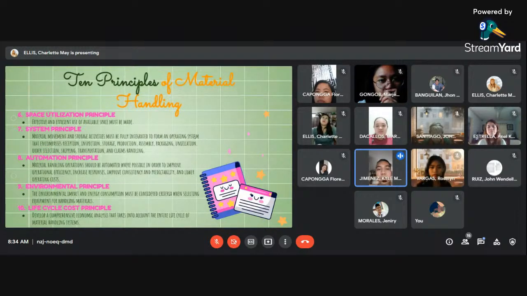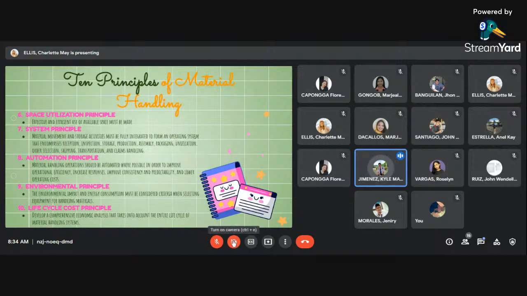Number eight, automation principle. Materials handling operations should be automated where possible in order to improve operational efficiency, increase responsiveness, improve consistency and predictability, and lower operating cost. Items that are expected to be handled automatically must have standard shapes and features that permit automated handling.